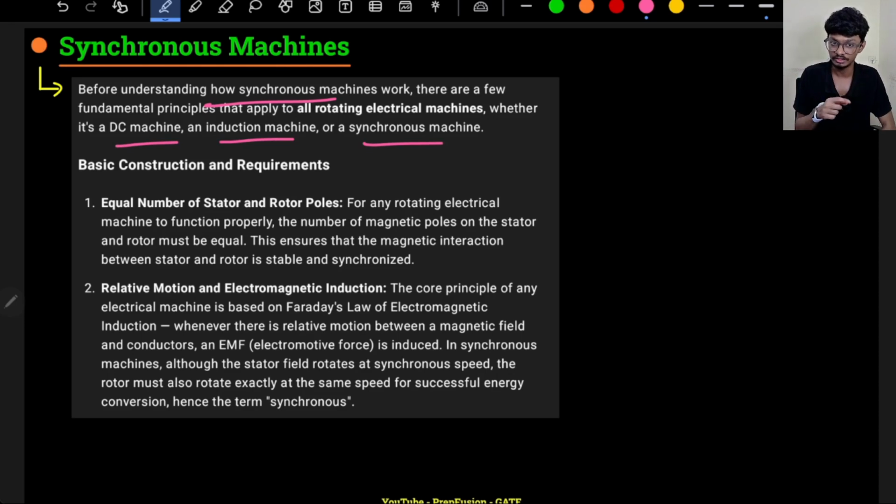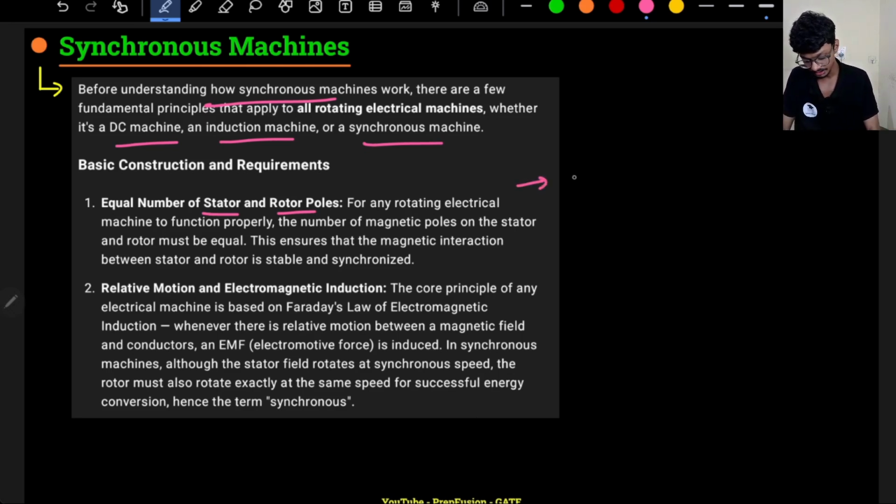In the DC machine as well, if you remember, there was a field winding and an armature winding. Both were developing the magnetic field, but due to the commutator it was changing the direction of the induced EMF. So in the output of the DC machine you were always getting a DC supply. But these two things will always be there: the rotor poles and the stator poles must be equal to each other, otherwise there cannot be torque production.